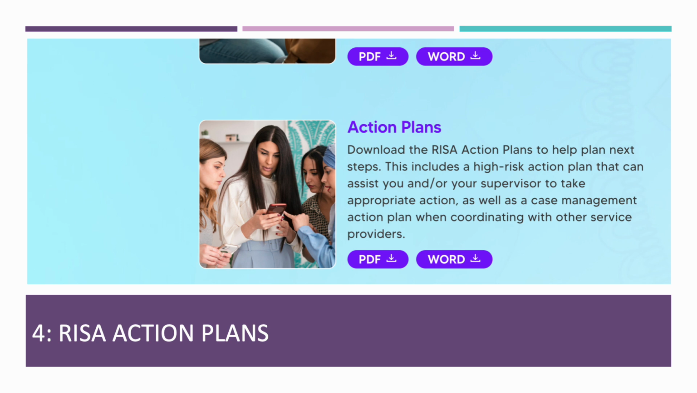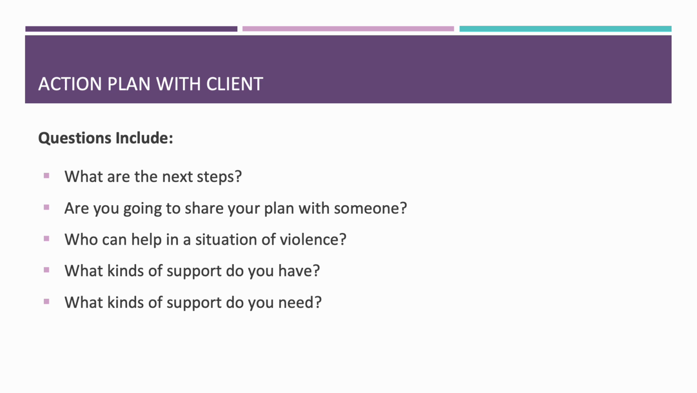You will find the RISA Action Plans on the dashboard page at the bottom. The action plans are organized into 3 sections. Number 1, action plan with client. Number 2, action plan for case management and risk management. And number 3, high-risk case consultation and action plan.